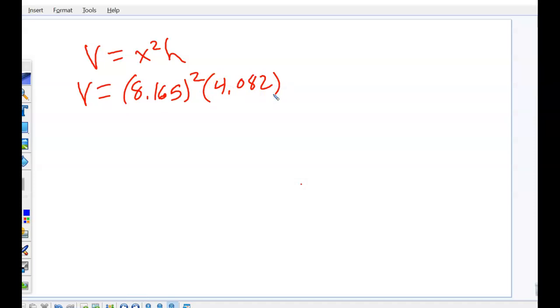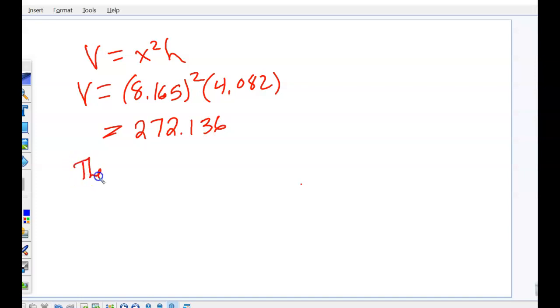So 8.165 squared times 4.082. So this works out to be 272.136. And we do our final statement, and in our final statement we'll put our answer.